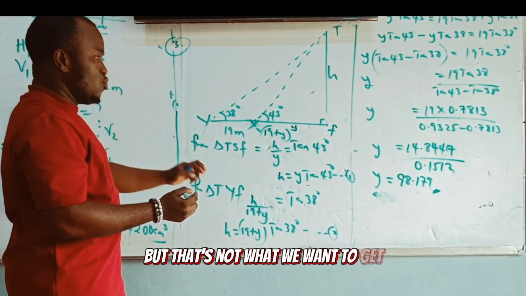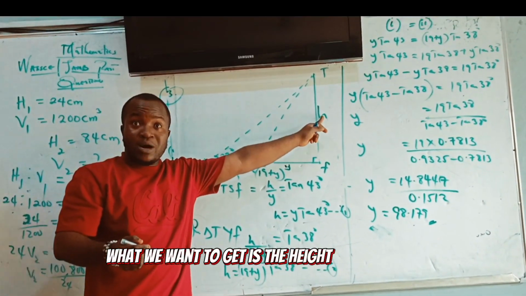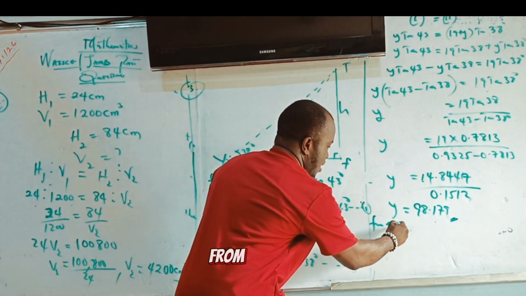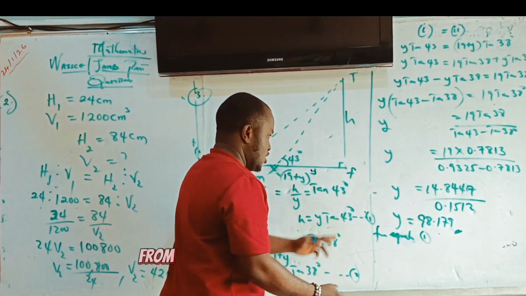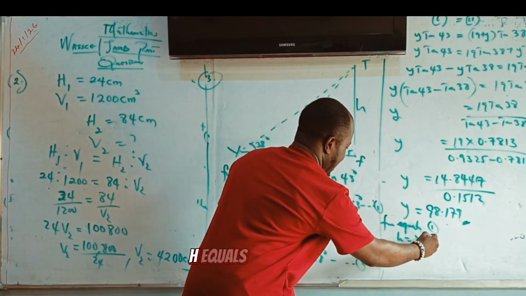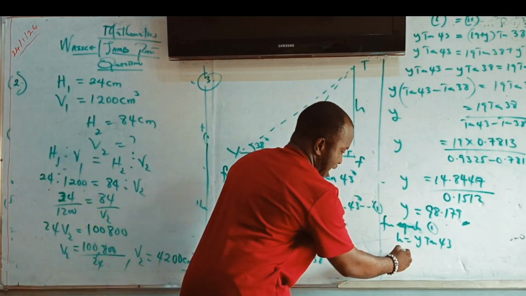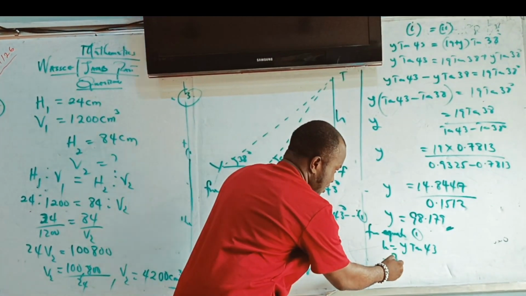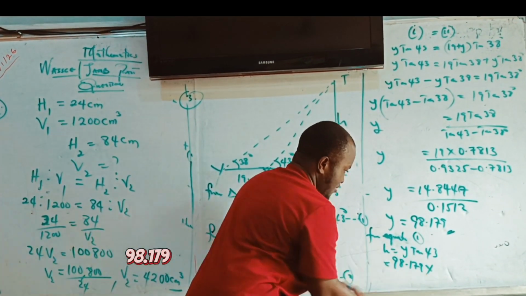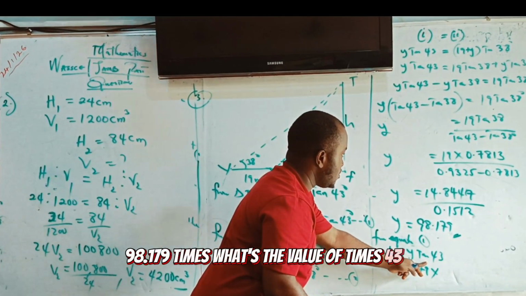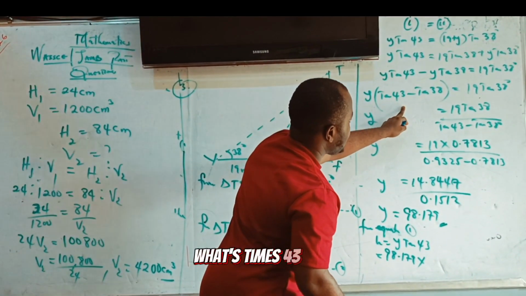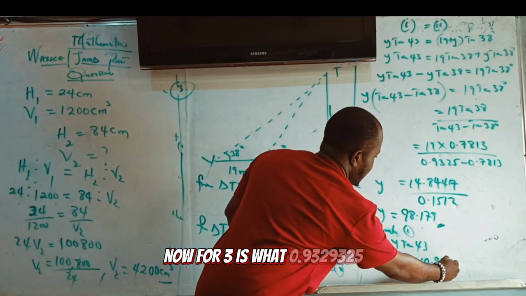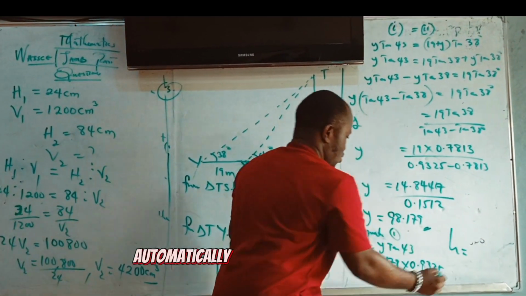But that's not what we want to get. What we want to get is the height of the tower. So from equation 1, h equals y times tan 43. What's the value for y? 98.179 times what's the value of tan 43? Tan 43 is 0.9325. So automatically my h is equal to what?